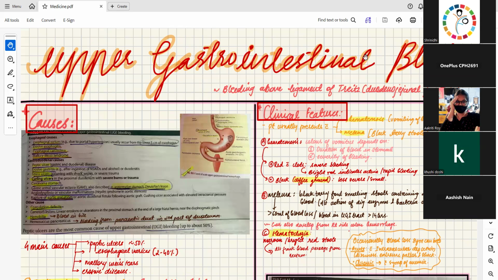But the four main causes, according to Harrison, are peptic ulcer, which accounts for more than 50% of upper GI bleed, esophageal varices 2 to 40%, Mallory-Weiss tears, and erosive diseases.